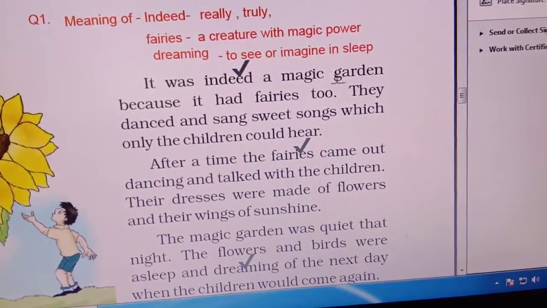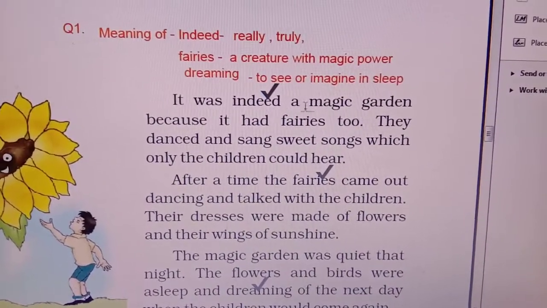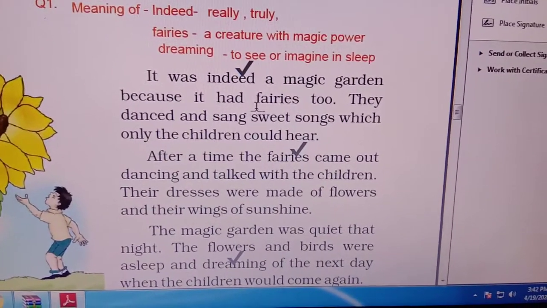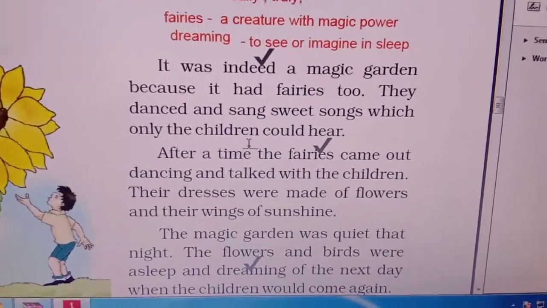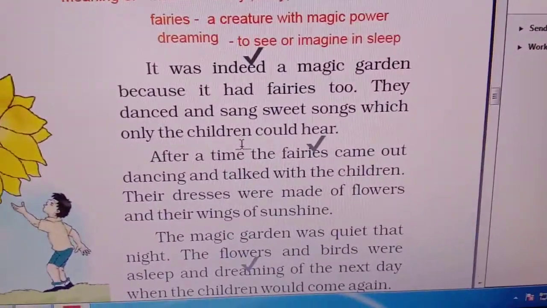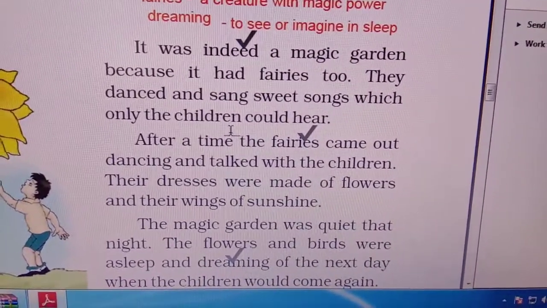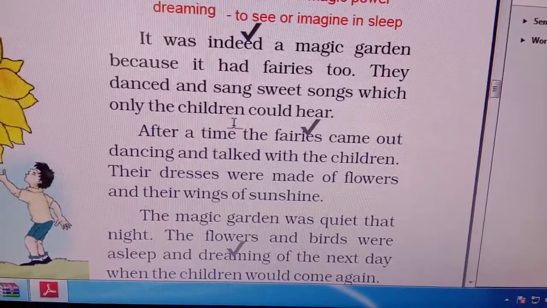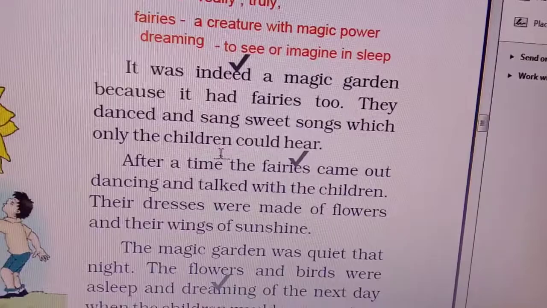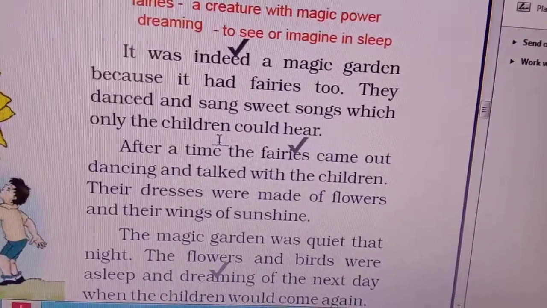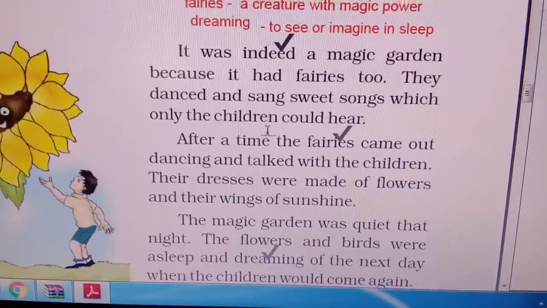It was indeed a magic garden because it had fairies too. Really, this magic garden had fairies. Do you know fairies? Fairies means creatures having magical power. They are fairies. They can fly. It was indeed a magic garden because it had fairies too. They danced and sang sweet songs which only children could hear. Children could hear the fairies' sweet songs.